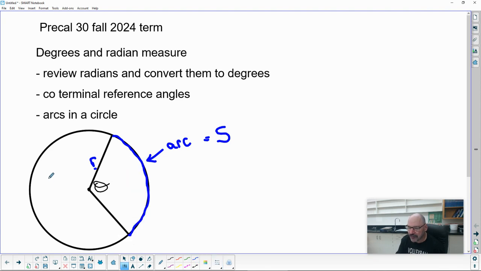Let's make it skinny. So this is our radius. Okay, so the typical relationship for radians around the circle, the whole distance around the circle, is 2 pi radians around a full circle.